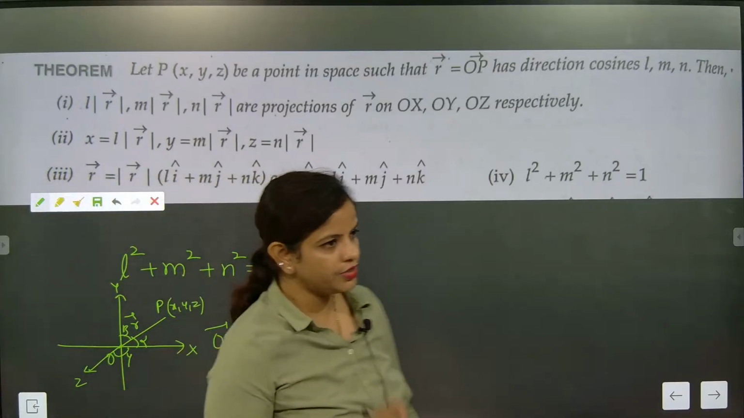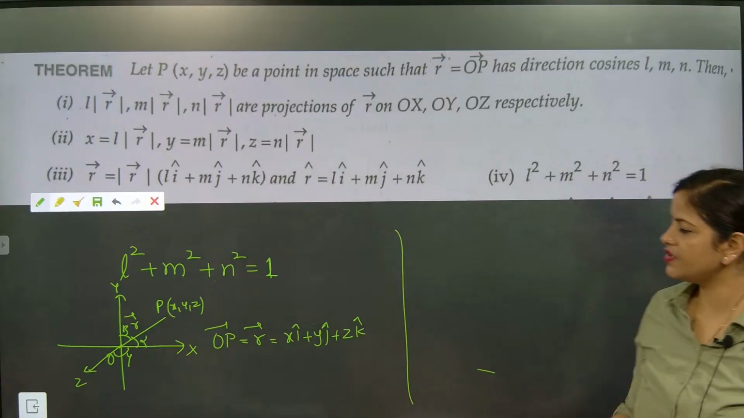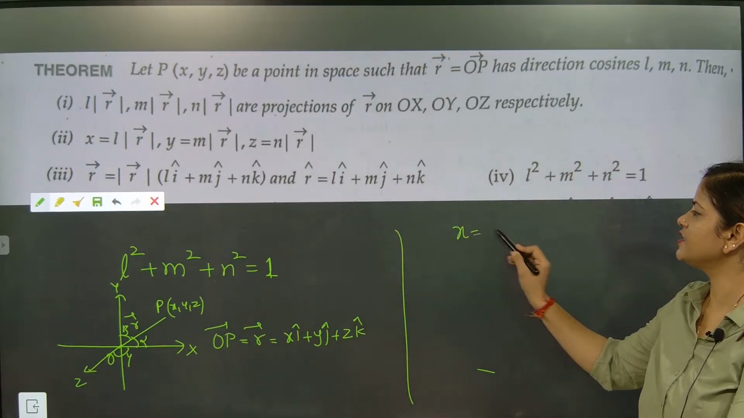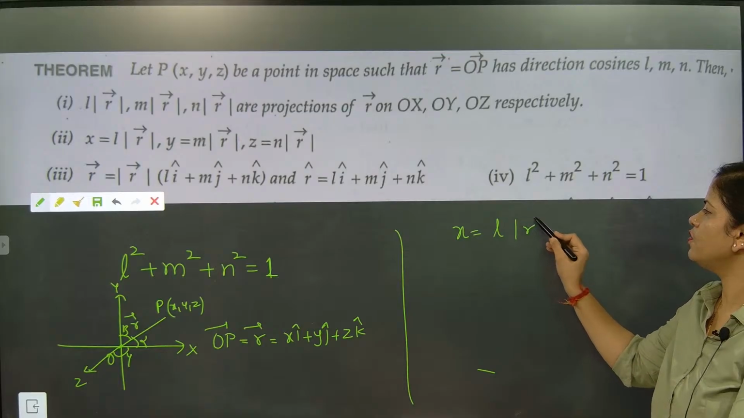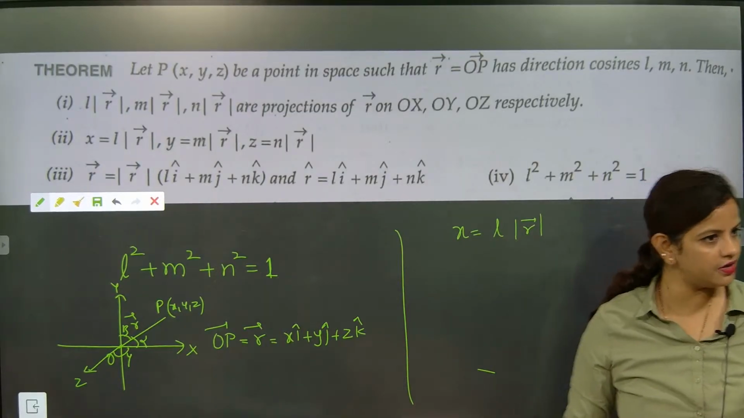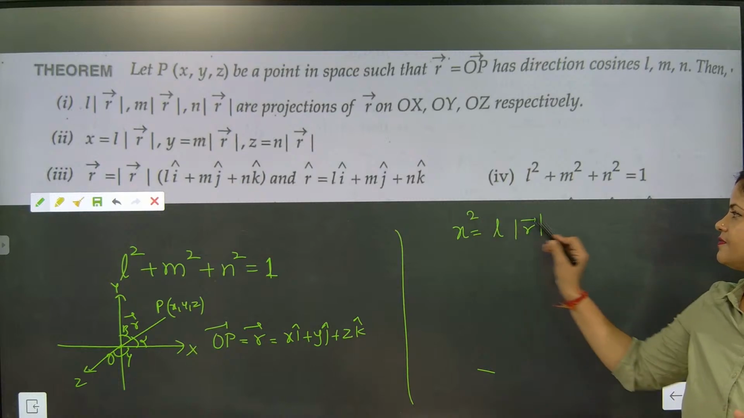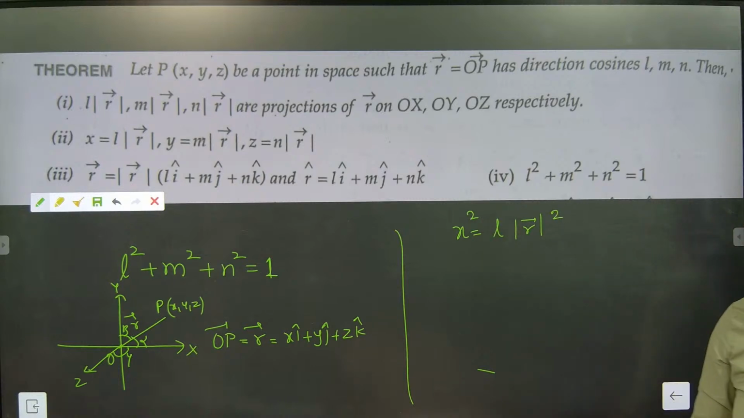Now what are we going to do? Now we will start with this one. We just derived one thing. What was our derivation? x is equal to L into magnitude of R vector. We did this now. We will do only one work. We will square it. Can we square it?